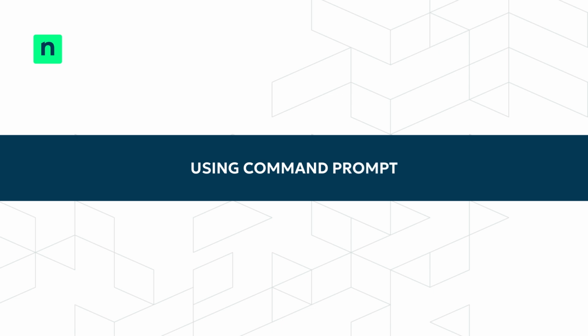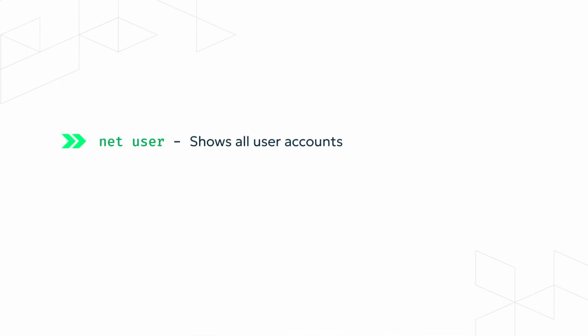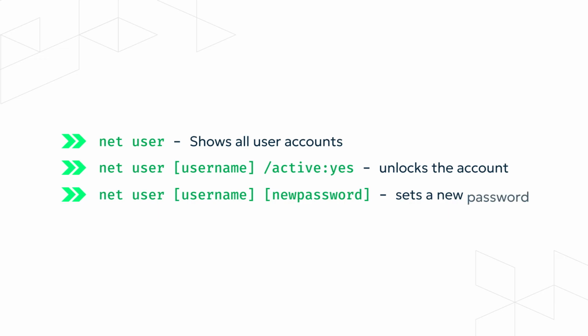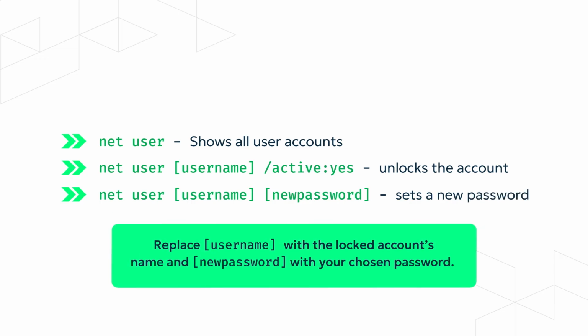Open Command Prompt as an administrator and enter these commands. This command shows all user accounts. This command unlocks the account. This command sets a new password. Replace username with the locked account's name and new password with your chosen password.